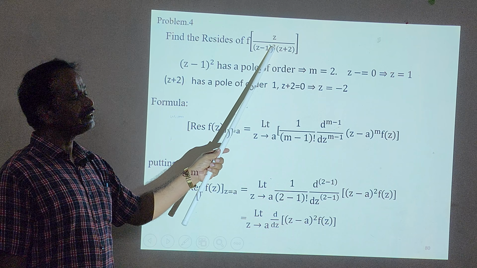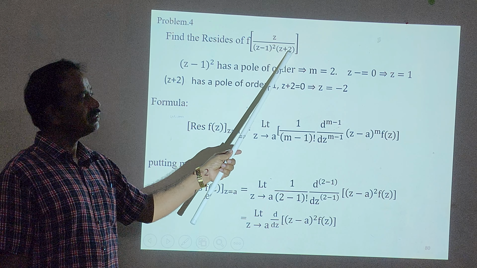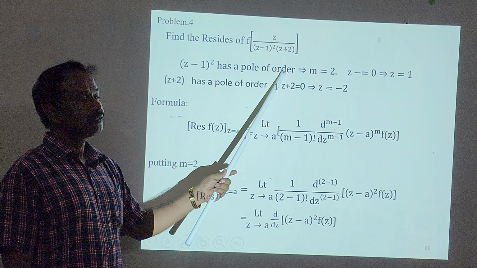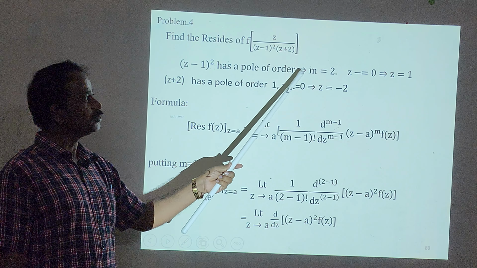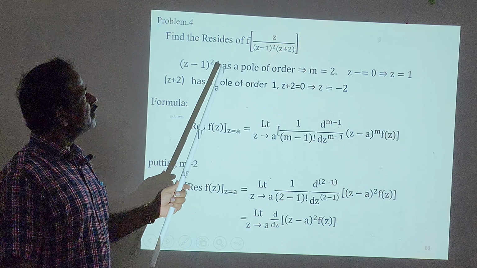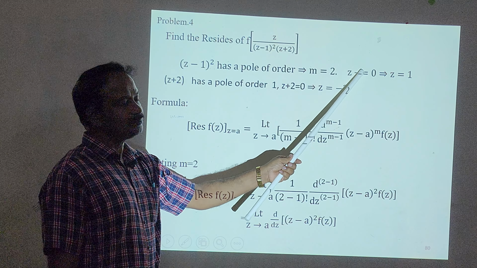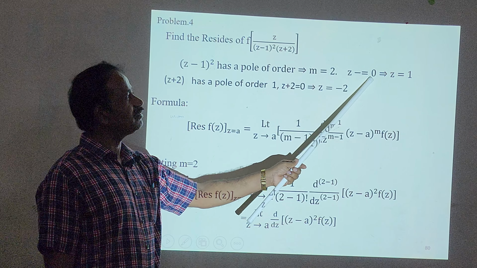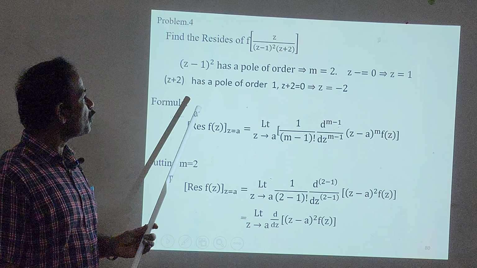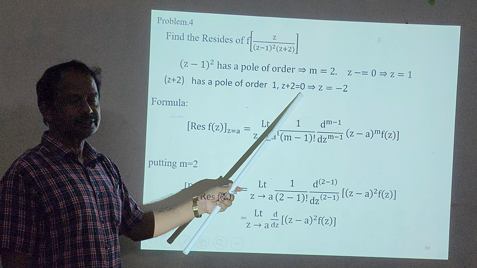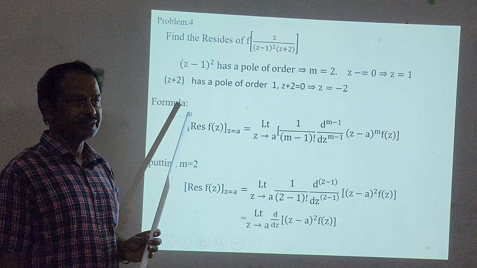So what is the order here? 2. What is the order here? 1. So z minus 1 squared has a pole of order 2. So z minus 1 it is given. So this must be z minus 1. 1 is missing. So z minus 1 equals 0. So z equals 1. So z plus 2 has a pole of order 1. So z plus 2 equals 0. So z will be minus 2.